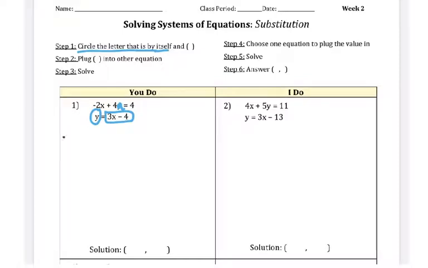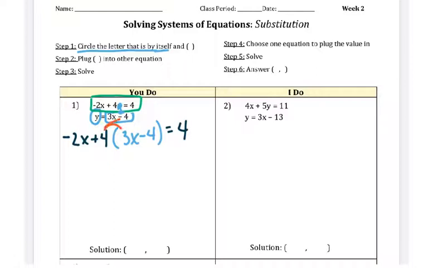So I'm going to rewrite the first equation, negative 2x plus 4. But instead of the y that's right here, I'm going to replace it with this expression that it said that y is. So that expression is 3x minus 4. Then I continue in the rest of the first equation. So I just rewrote this first equation, except that instead of the y, I replaced it with the expression that y is. Y is 3x minus 4. So now I can solve this.